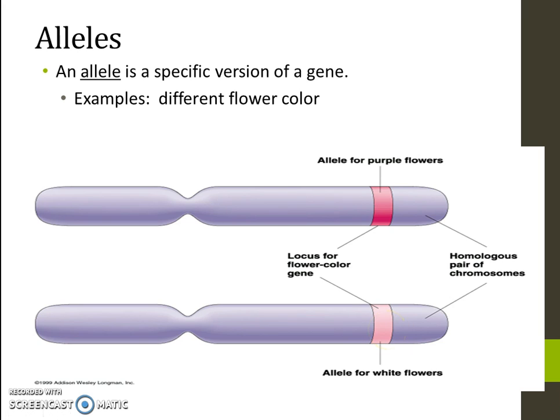So you could think the same for hair color for us. On a pair of homologous chromosomes, whichever one has hair color, one chromosome could have a brown-haired gene, the other could have a blonde-haired gene. So, the different versions are just called an allele.